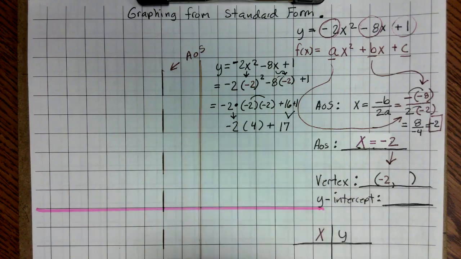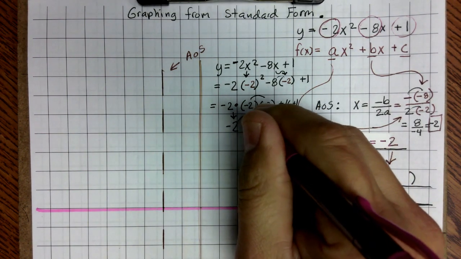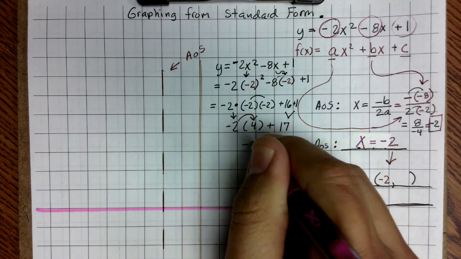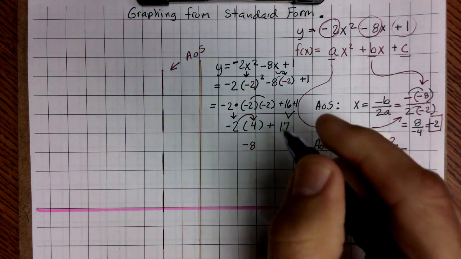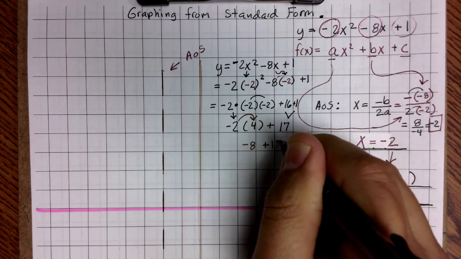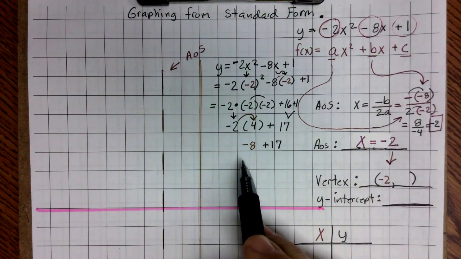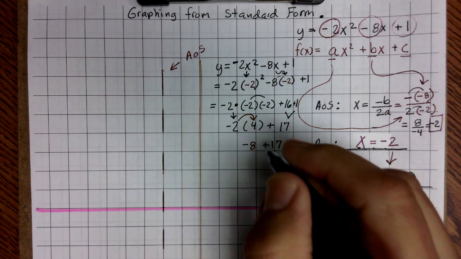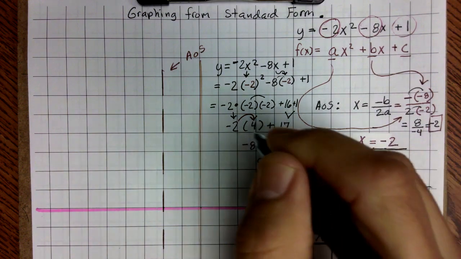The next thing I'm going to do is take this negative 2 and multiply it to the positive 4. So that's going to give me negative 8. And then we have plus 17. So we're almost done. So negative 8 plus 17, if I combine those together, or you could look at it as 17 minus 8. That's going to leave me with a positive 9.